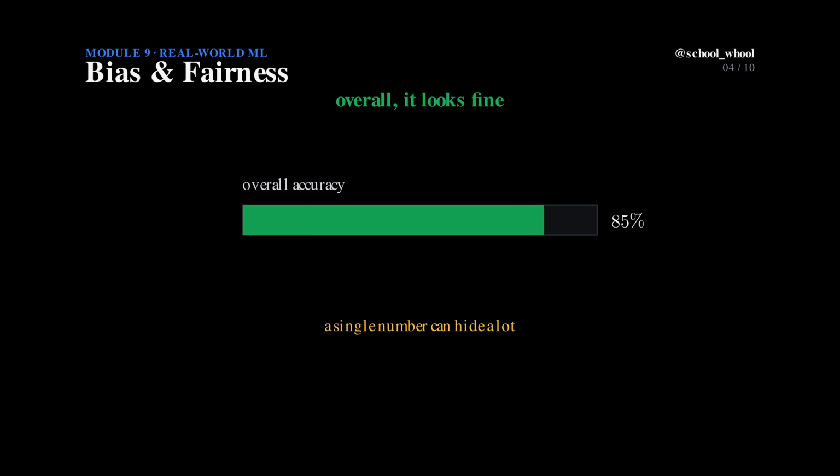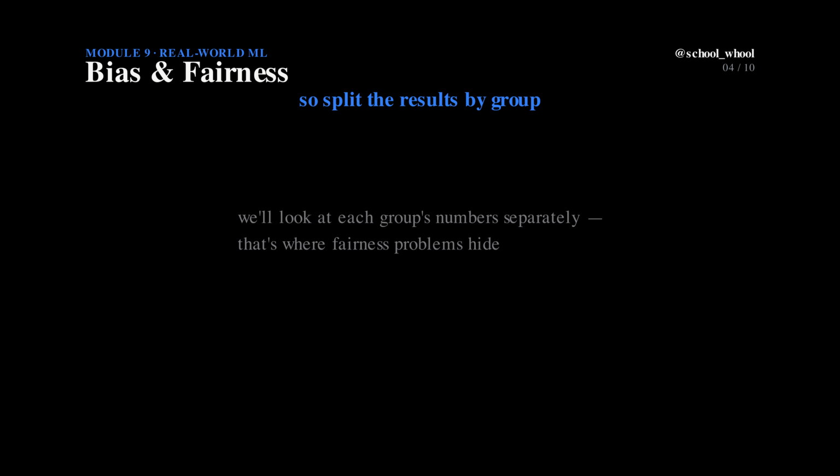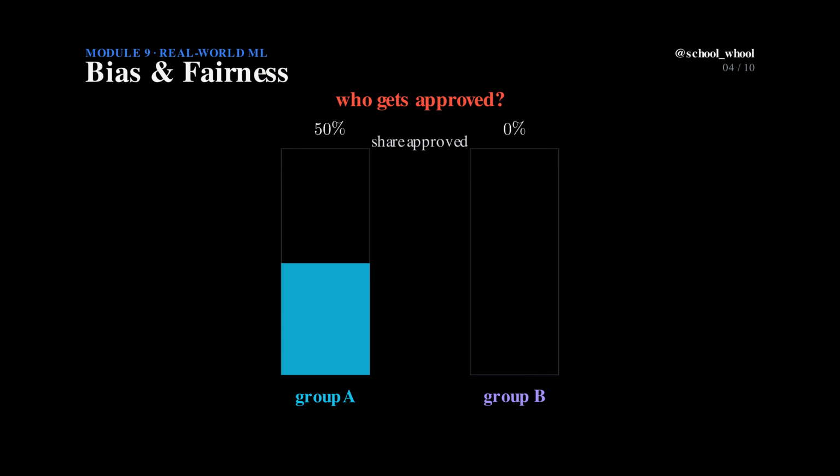So let's stop averaging and split every result out by group. This is the habit that surfaces fairness problems. Always look at each group's numbers on their own. Start with the simplest question: what share of each group gets approved? Group A, 50%. Group B, only 28%. That's a 22-point gap between two groups that are equally qualified.